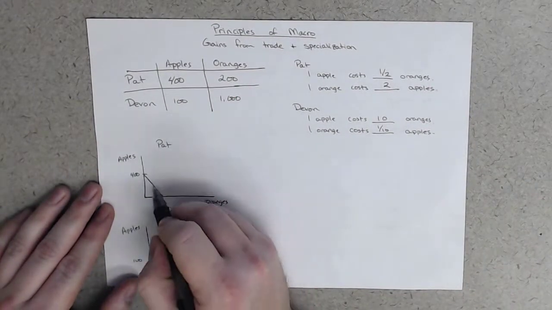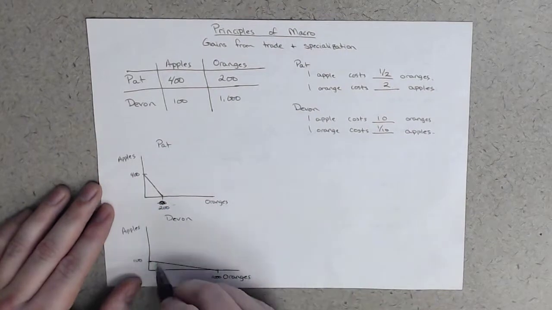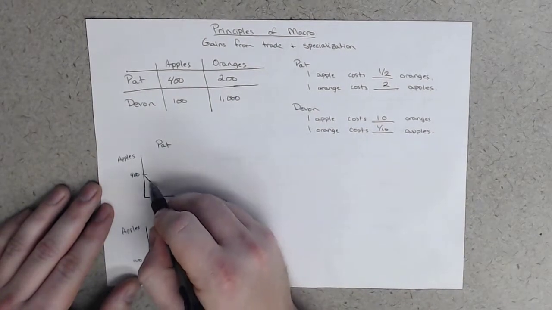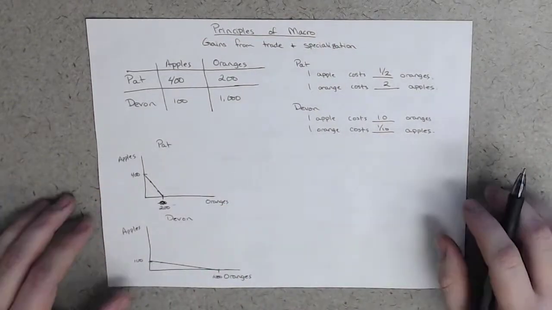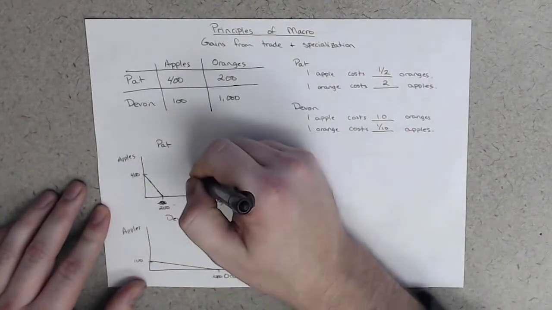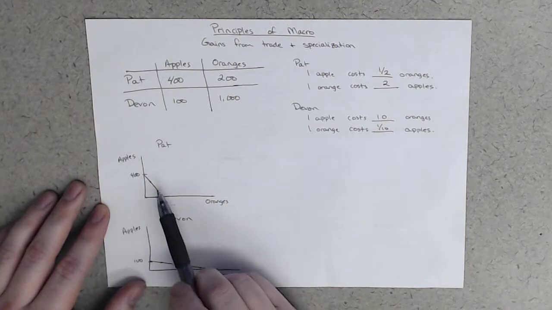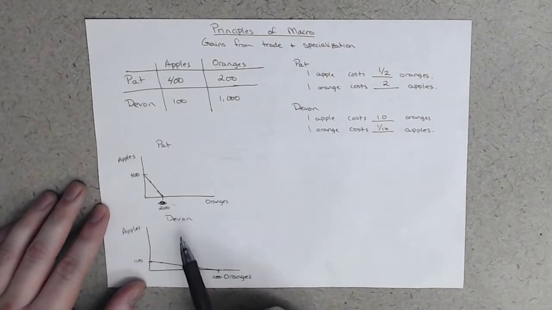They can produce here, Pat can produce here. Devin can produce there, or here, or here, or here, and so on and so forth. They can't produce anywhere beyond those lines. So they can't produce out, let's say, here.